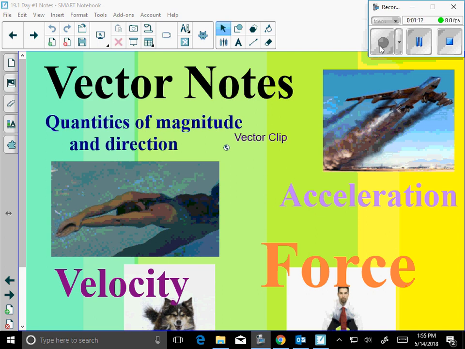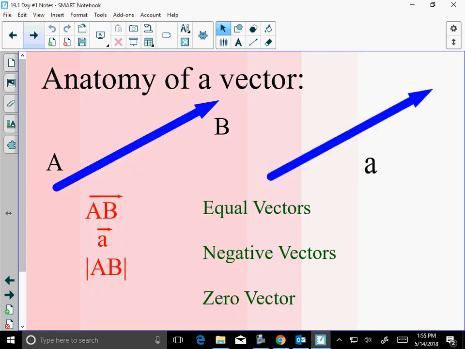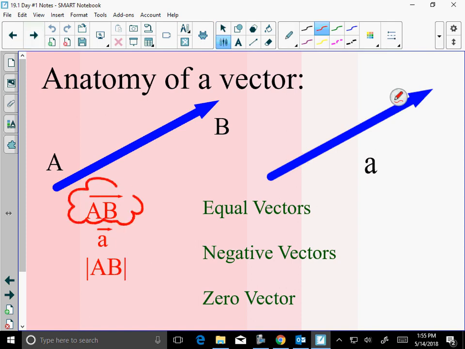So magnitude will be like the distance or the length. Magnitude will always be positive. Okay, so let's get into some of our notes here. Typical notation that you'll see with vectors is this right here. One of these two. This is how you name a vector.